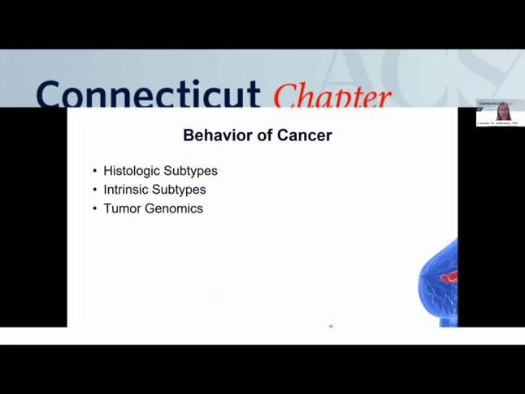So when we think about the behavior of cancer, we talk about histologic subtypes, intrinsic subtypes, and tumor genomics. All of this is really important for staging, treatment, and prognosis. AJCC 8th edition now does incorporate histologic grade as well as receptors and genomic assays into staging, because we know that ultimately the biology of the cancer is the most important thing, not its size.